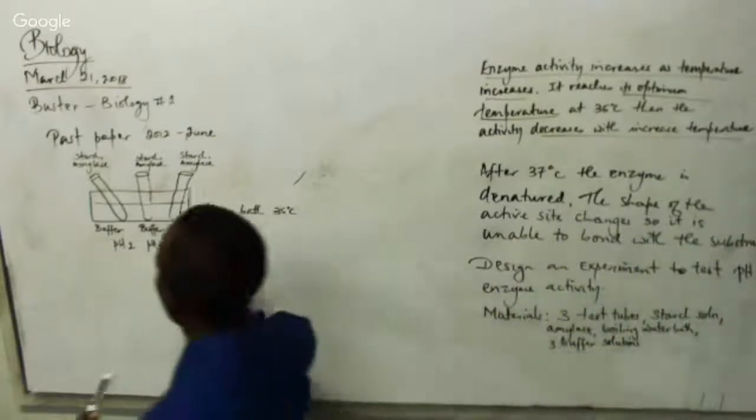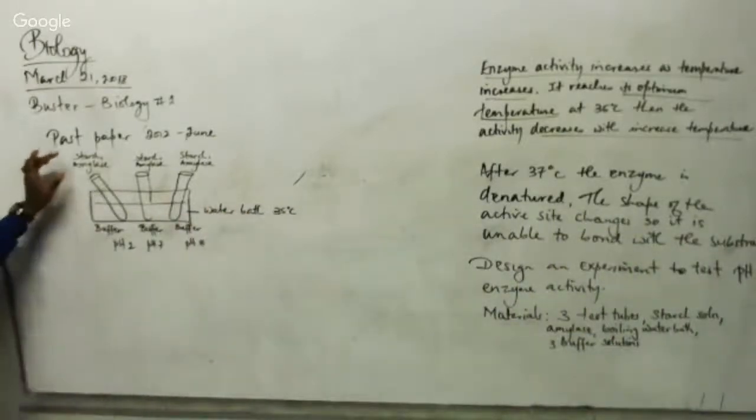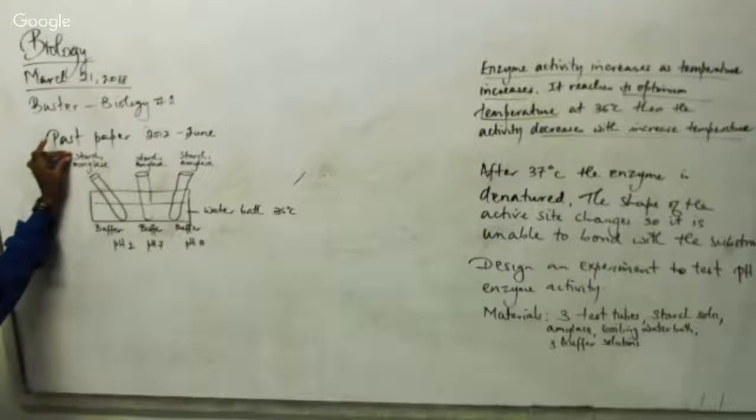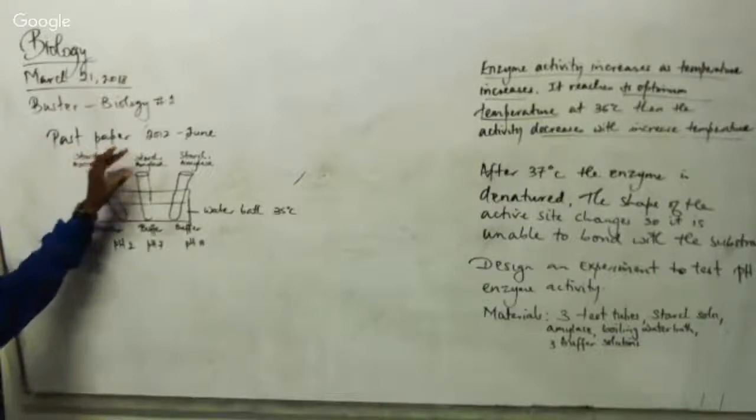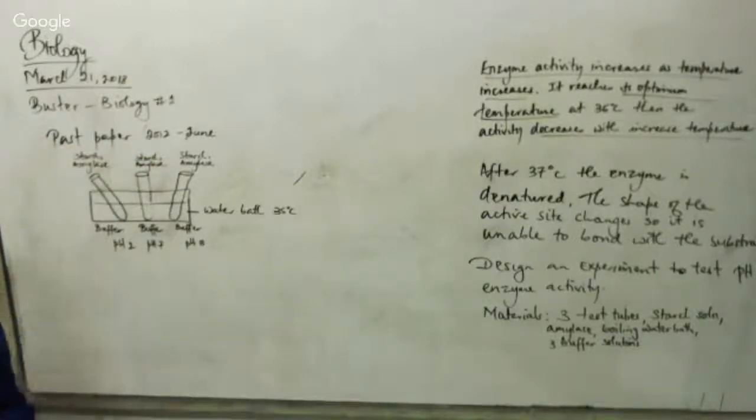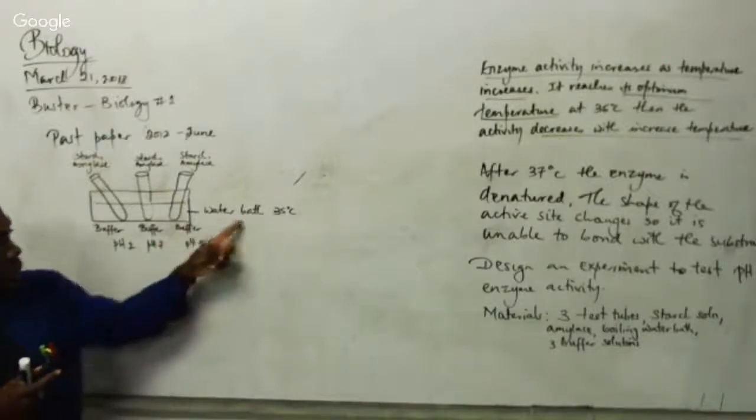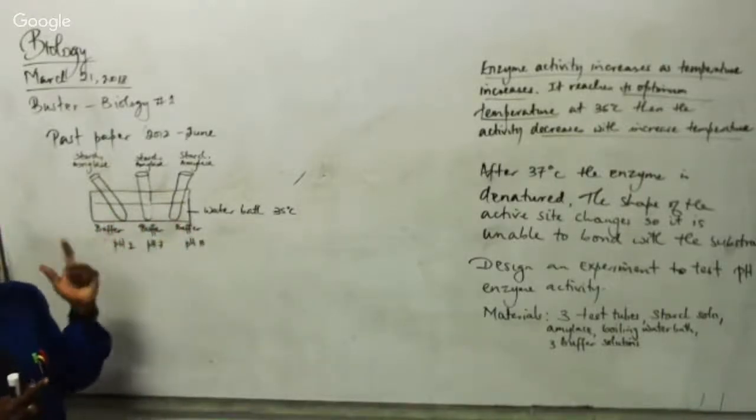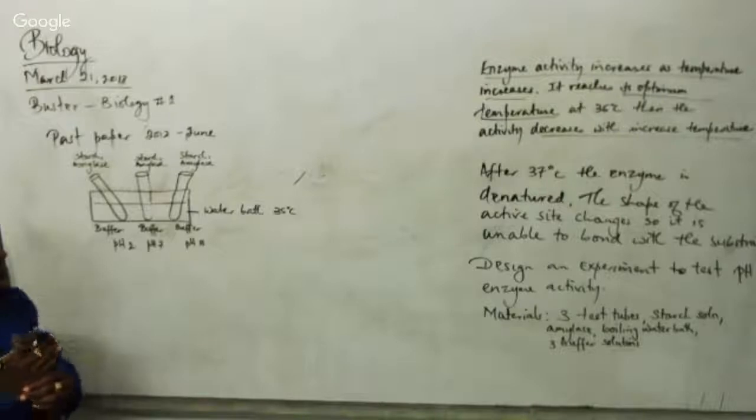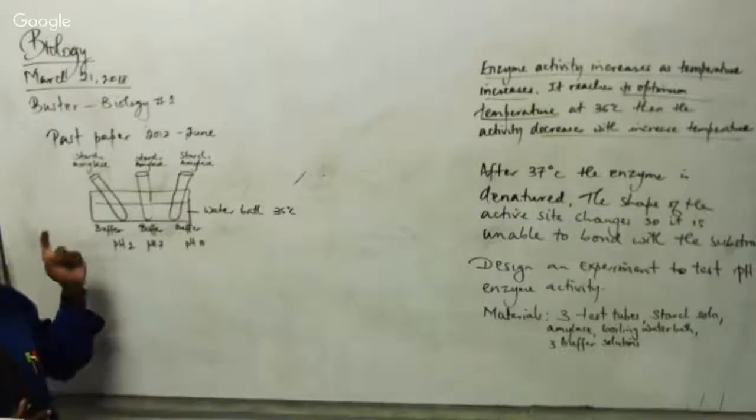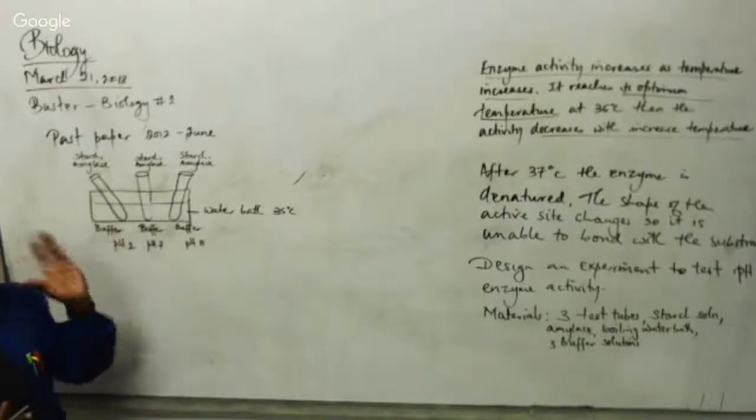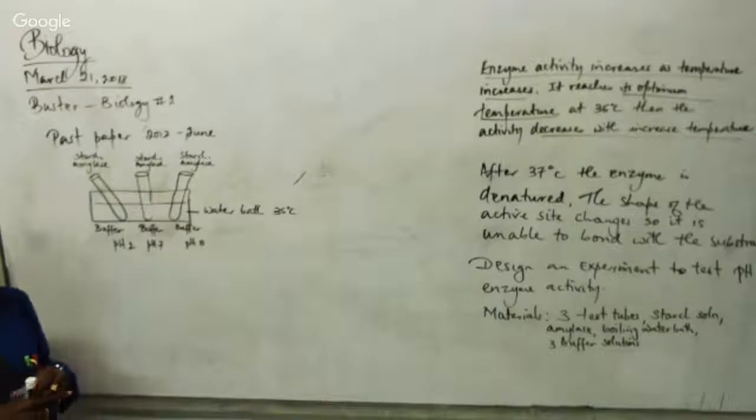Now with everything constant, so it's the same volume of starch, the same volume of amylase in each test tube. So that's a control variable. The temperature is constant for all 3 test tubes. The only thing that is different is the buffer solution. So it depends on the optimum pH for this enzyme. That is the one that is going to show activity.